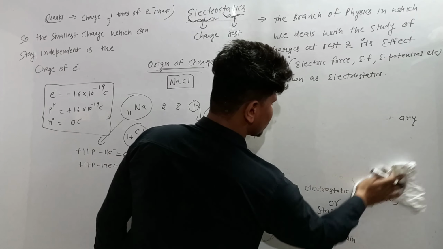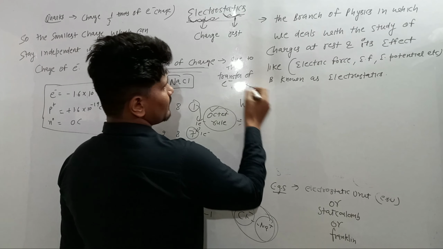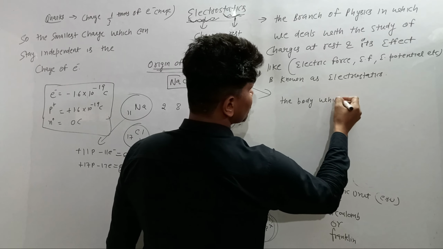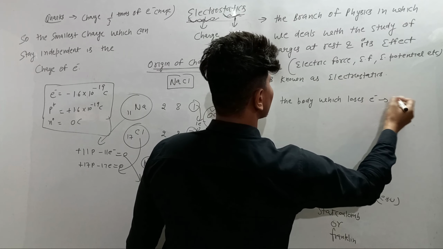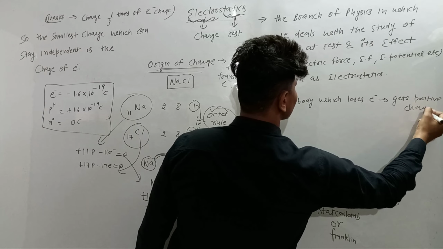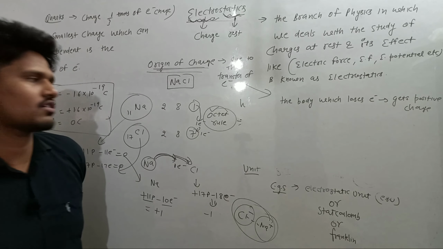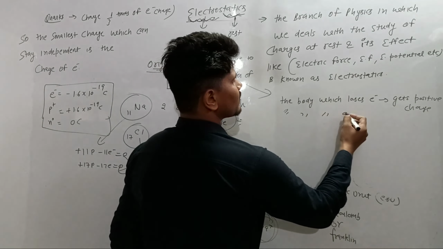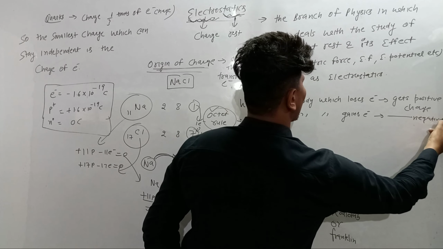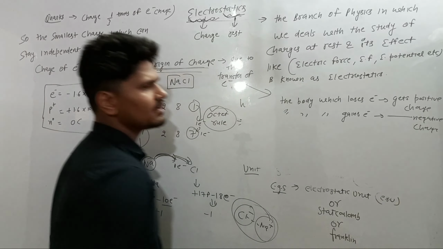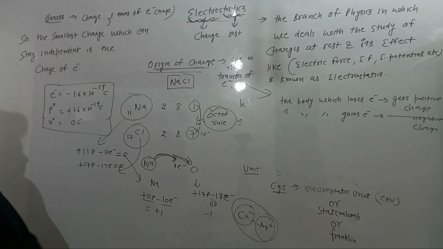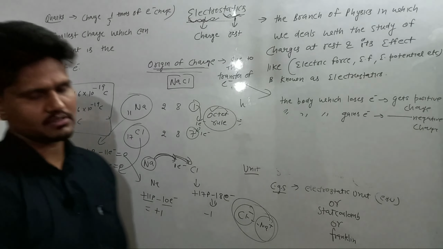The body which loses electrons gets positive charge, and the body which gains electrons gets negative charge. So how does a body get charge? By losing or gaining electrons. Alright, this is how the transfer of electrons is the reason for a body being charged.